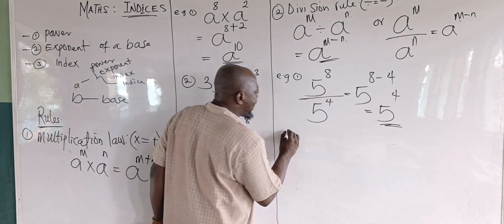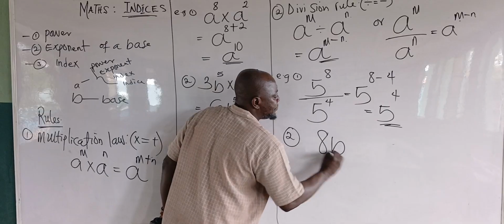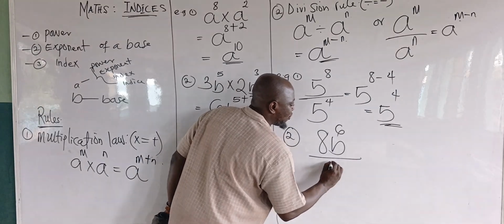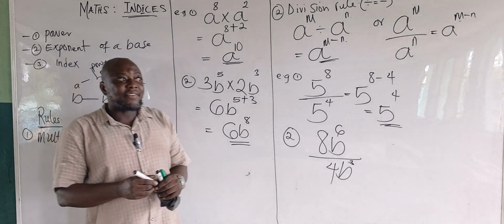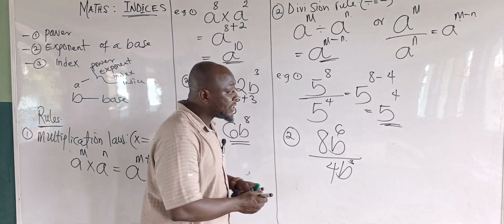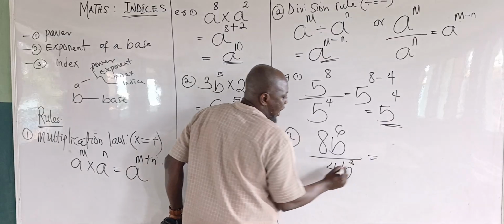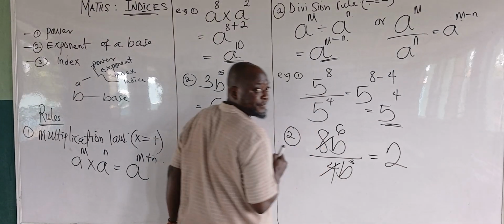But if we have numbers, let's say we have this, and then we have B raised to the power of 6 all over 4, B raised to the power of 3. Observe that the numbers are different. When the numbers are different, what do you do? You divide. So first up, I will divide the numbers first. So I'm having 2 here.